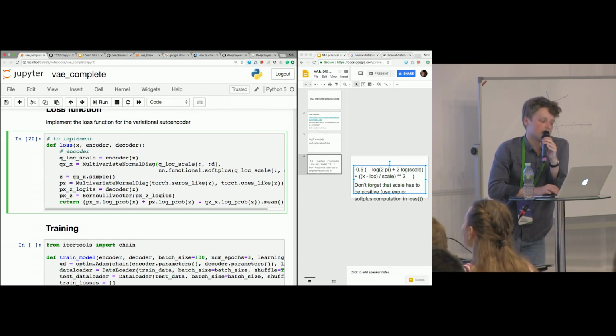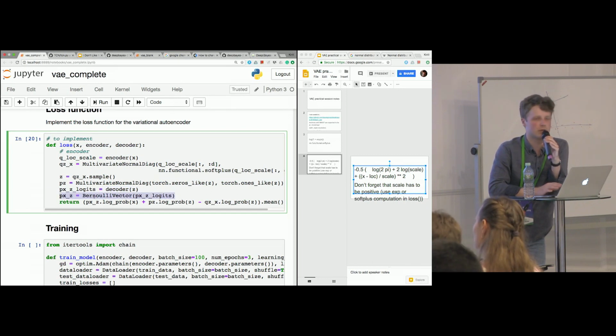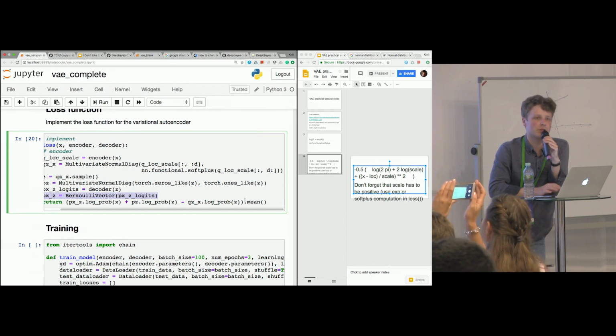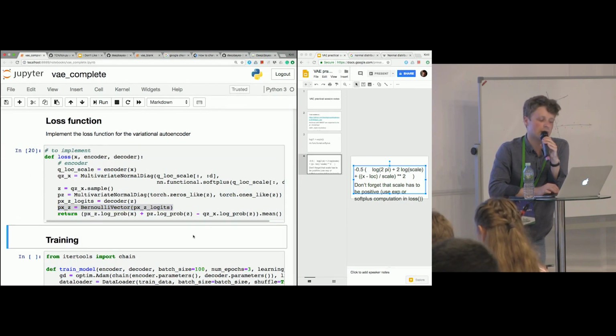Okay. So then I sample Z, and when I have Z, I can compute the log of prior probability. To do this, I define a standard normal distribution and compute its log probability. I can define the conditional distribution, run Z through the decoder, and define the Bernoulli vector class instance. And after this, I sum the terms for conditional probability, prior probability for Z, and log probability for our variational distribution, average them over the batch, and this is my loss function. Any questions?